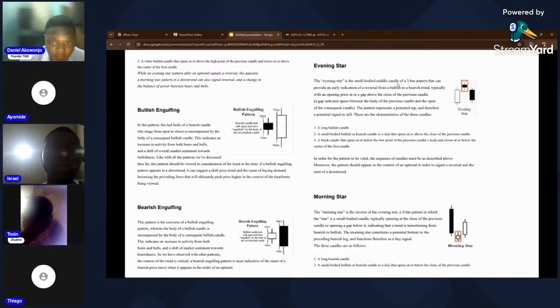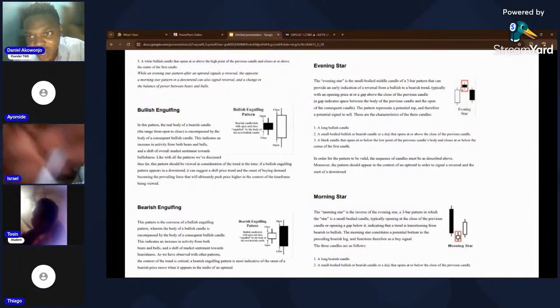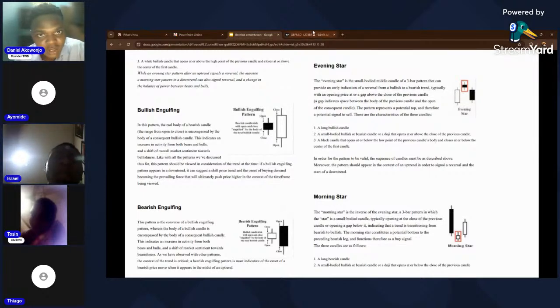I'll be talking about why there is supposed to be a long bullish candle, then a small-bodied bullish or bearish candle, or a doji that occurs. Then a black candle that opens at or below the low point. Let's go again from where I stopped. Typically, with an opening price at or a gap above the close of the previous candle. You can see that this was the candlestick formed first, before this candlestick. Now you see that the closing price is not close to this one's closing price. It's not similar to this closing price.